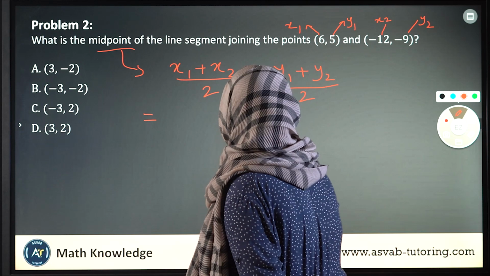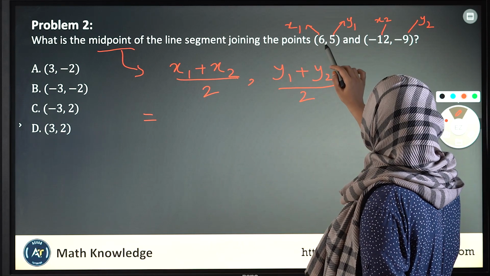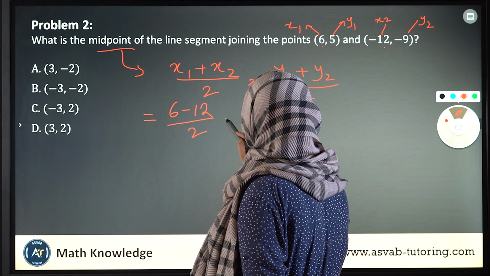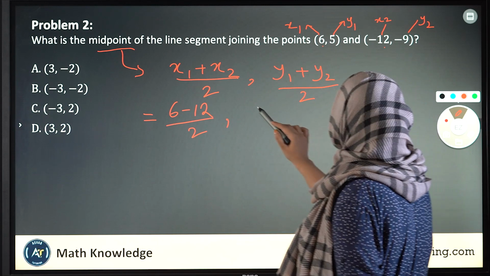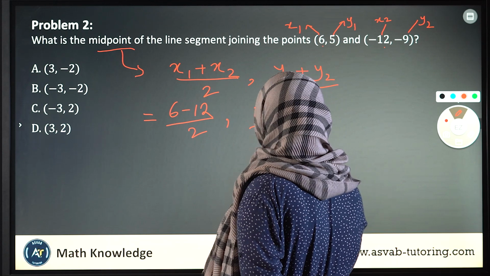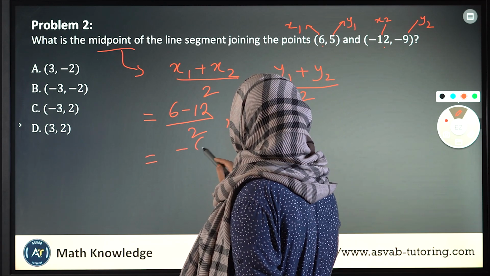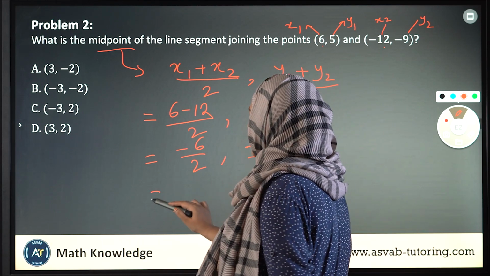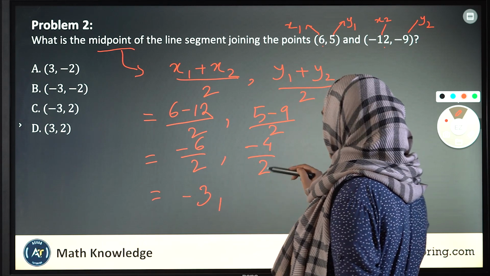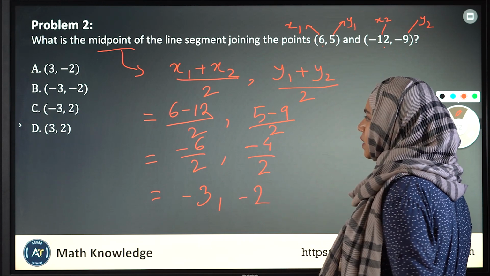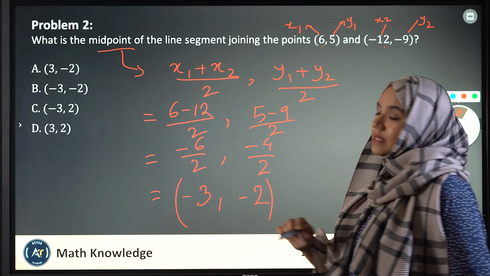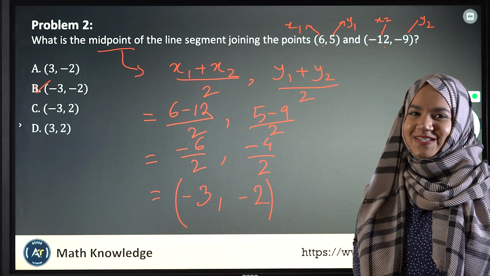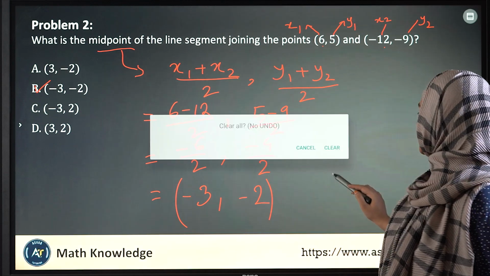In that regard, we can actually put all of these down into the formula, which means that it's going to be 6 minus 12 over 2, comma, 5 minus 9 over 2 again. All right, 6 minus 12 is going to be negative 6 over 2. And this is also going to be negative 4 over 2. And if you simplify it, it's going to be what? Negative 3. If you simplify this one, it's going to be negative 2. So my correct answer is, once again, B, negative 3, comma, negative 2. Hope you got this one right as well. All right, let's move on to the next question.